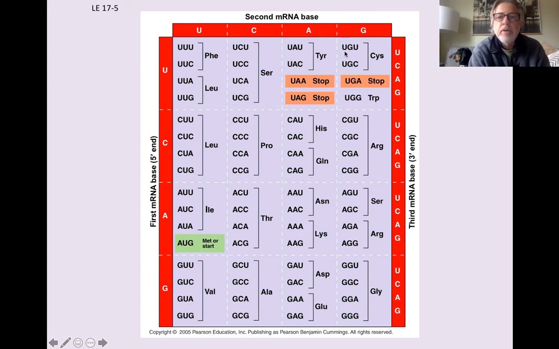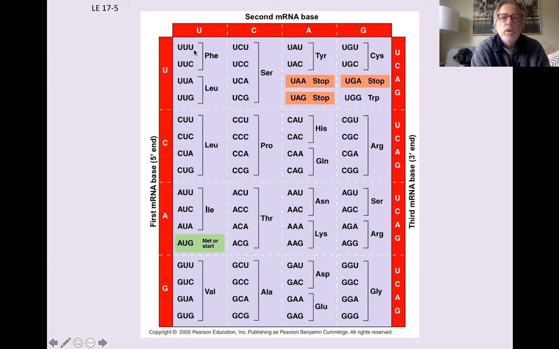The top shows the second or the middle RNA base. And the right-hand side shows the third RNA base. And you can see here it is UCAG. So let's look at the upper box.